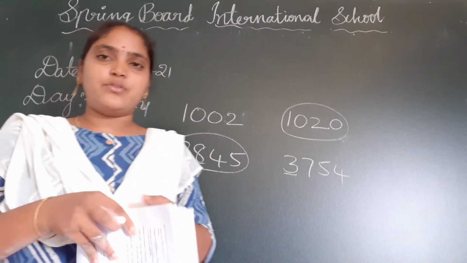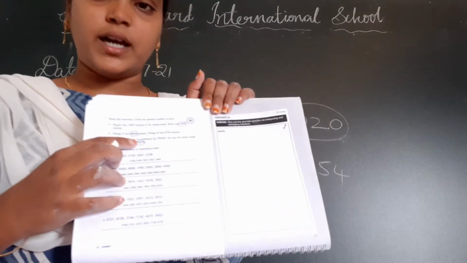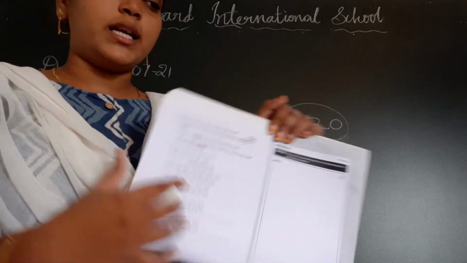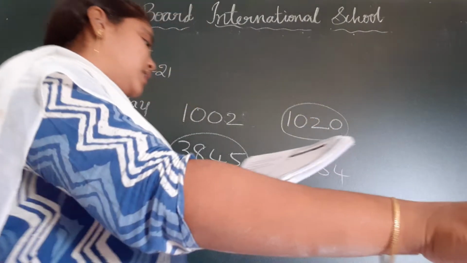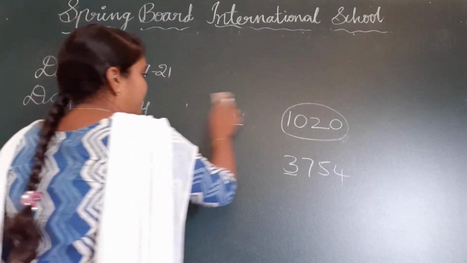And then next, 3450 and 3475. Yes, 3475 is the greater number. So you have to circle the second number.